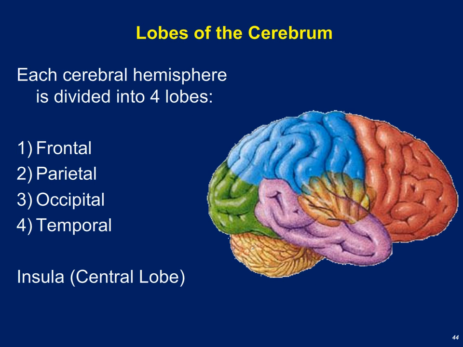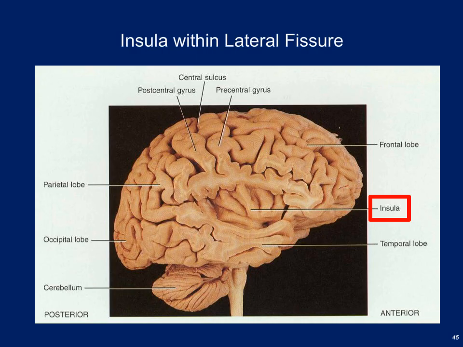And so we can see four lobes on the outside, and then buried deep to these lobes is another internal lobe called the insula. In order to see the insula, we actually have to remove the temporal lobe. And so you can see the insula is a relatively small portion of the cerebrum that is located deep to the frontal and parietal lobes and medial to the temporal lobe.